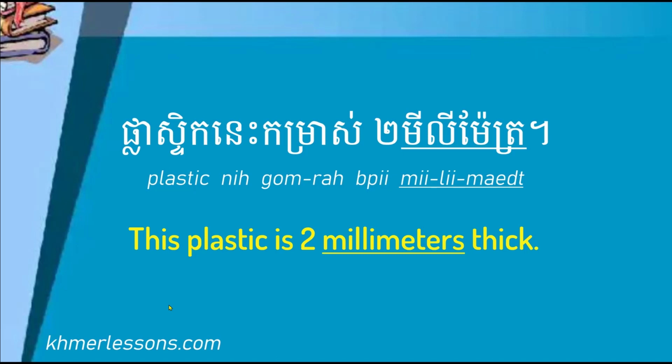It's different from English. You use it before the number. You see, in English, you say 2 millimeters thick. But in Khmer, you say thick 2 millimeters. Nah? Ba, so I need to use it differently. Okay, ta. Let's say one more time. Plastic ni kamra 2 millimeter. Ba, kamra. 2 millimeter.